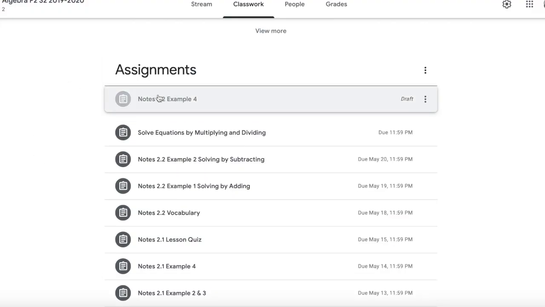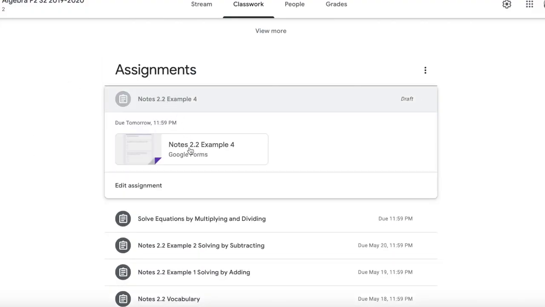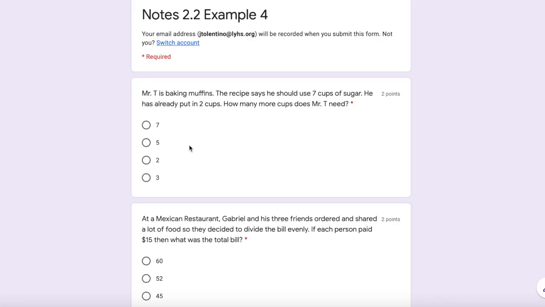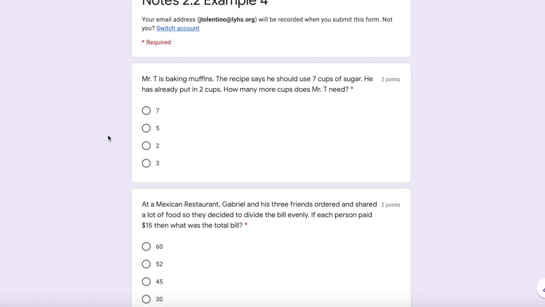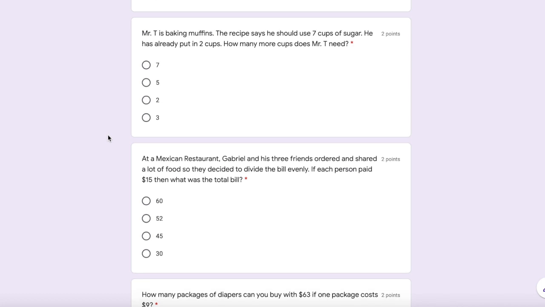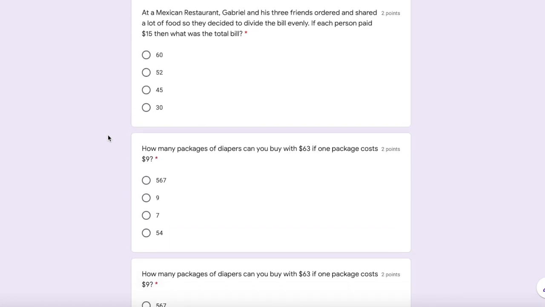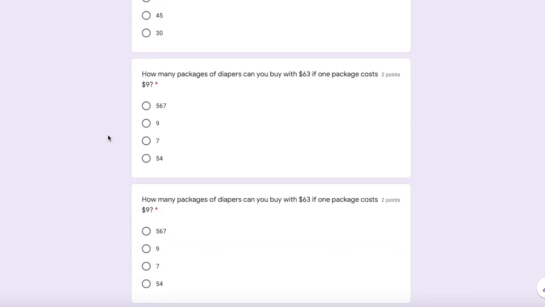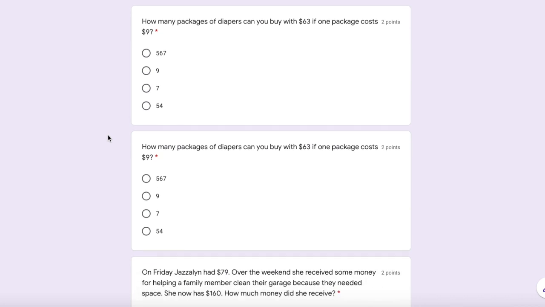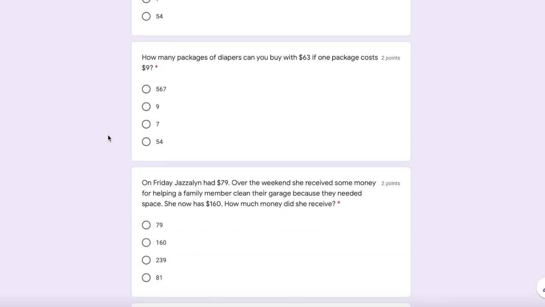Alright, so now it's your turn. In the assignment section, click on Notes 2.2 Example 4. It's going to be a Google form. It's multiple choice. It's word problems. The word problems are easier than the ones we just did. So I think you'll be able to do them quickly, and it's not very confusing.